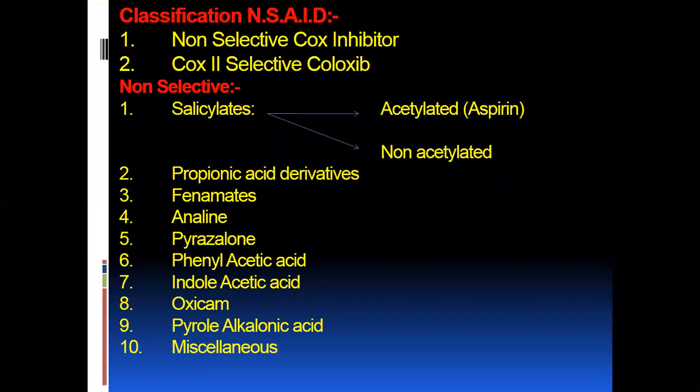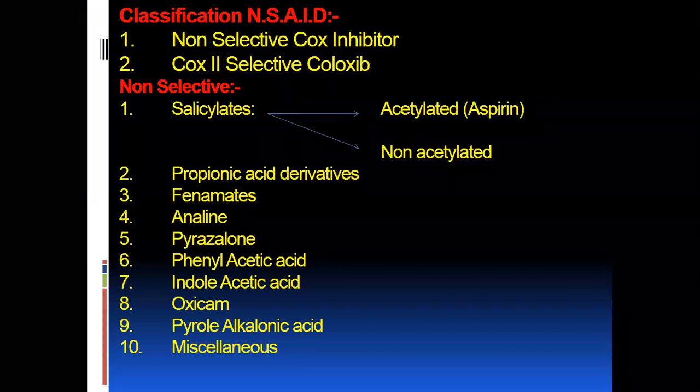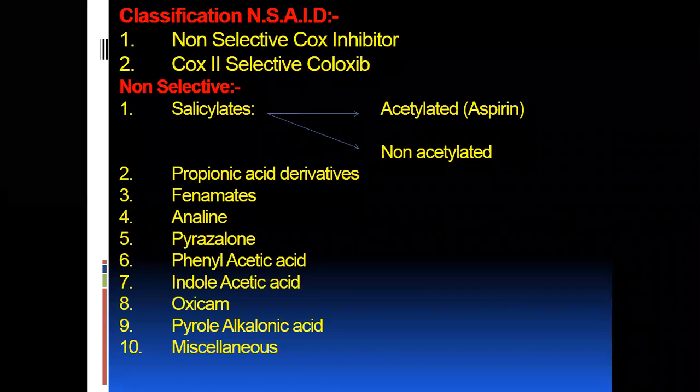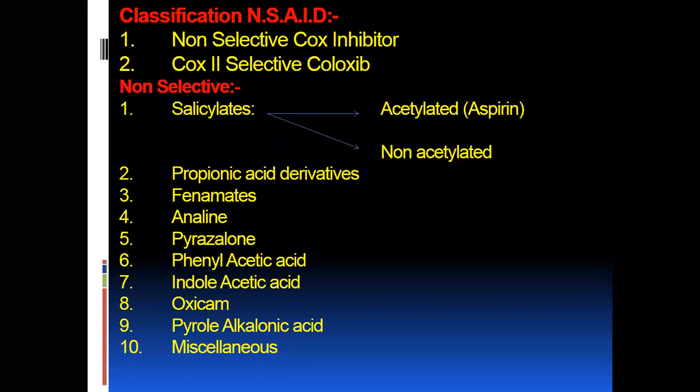Today's lecture is about non-steroidal anti-inflammatory drugs. Okay? Now, first of all, classification of non-steroidal anti-inflammatory drugs. These are classified into two groups. First of all, non-selective COX inhibitors, and second is COX-2 selective inhibitors.